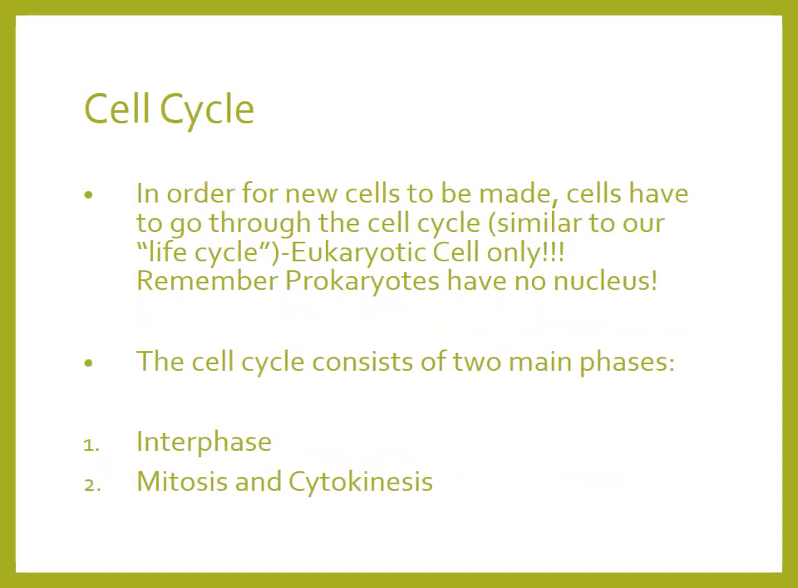So there's something called the cell cycle, and in order for new cells to be made, cells have to go through the cell cycle, similar to our life cycle. And this only happens in eukaryotic cells. Remember that prokaryotes don't have a nucleus, and the cell cycle has to deal with the nucleus and starts with the DNA in our nucleus. So the cell cycle consists of two main phases. It consists of interphase, and then it consists of mitosis and cytokinesis.